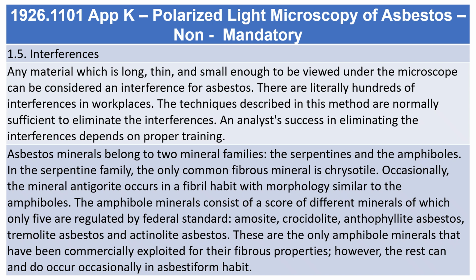Asbestos minerals belong to two mineral families, the serpentines and the amphiboles. In the serpentine family, the only common fibrous mineral is chrysotile. Occasionally, the mineral antigorite occurs in a fibril habit with morphology similar to the amphiboles. The amphibole minerals consist of a score of different minerals, of which only 5 are regulated by federal standard: amosite, crocidolite, anthophyllite asbestos, tremolite asbestos, and actinolite asbestos. These are the only amphibole minerals that have been commercially exploited for their fibrous properties. However, the rest can and do occur occasionally in asbestiform habit.